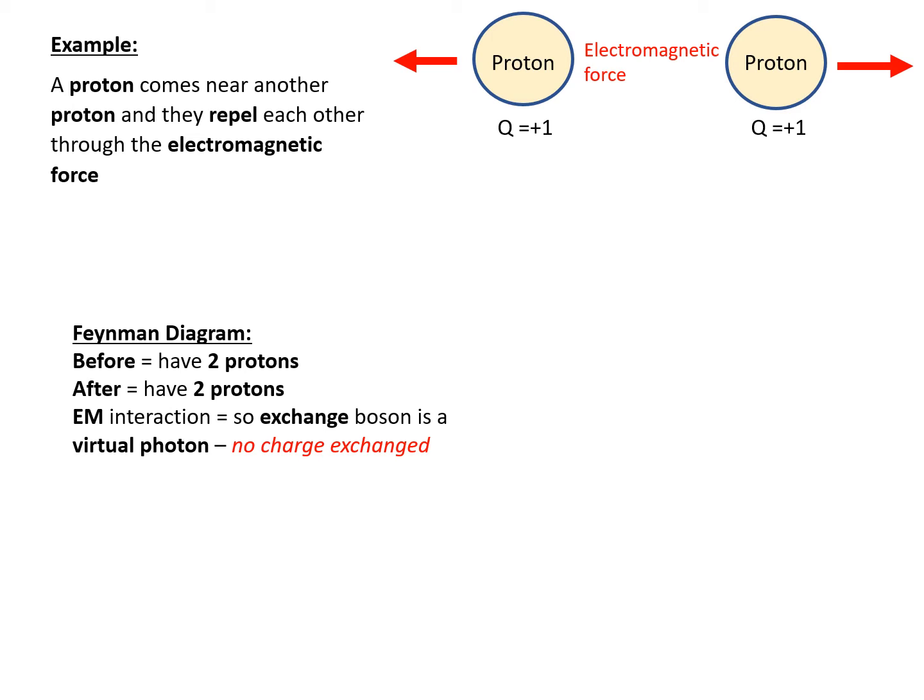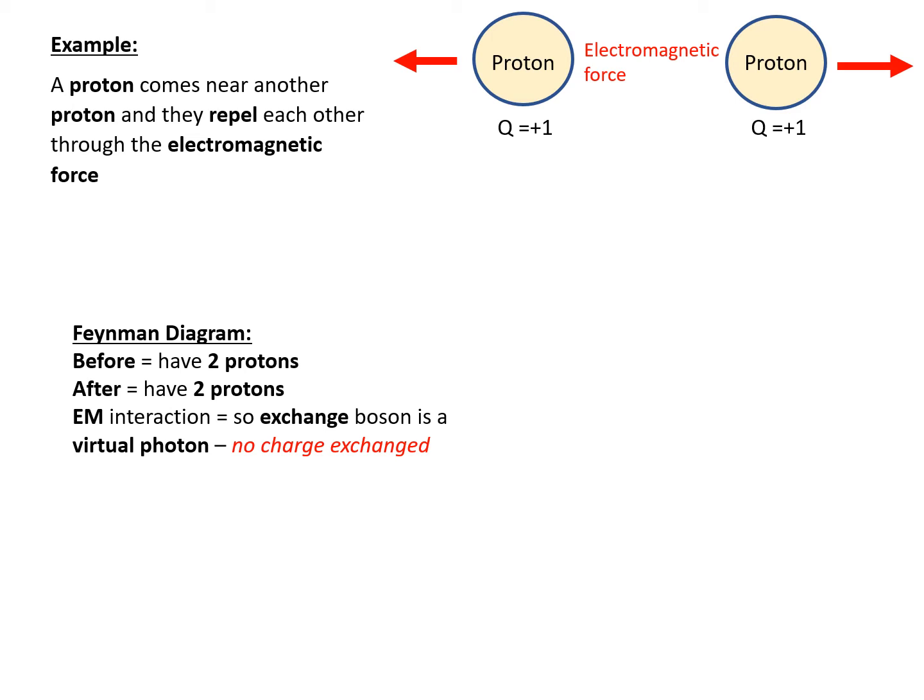So before, we've got two protons. Because they just push each other apart, after, we've still got two protons. We haven't made a new particle, we haven't got rid of a particle. Now, because it's protons and protons, it's going to be the electromagnetic interaction that's causing them to push apart. So for the electromagnetic interaction, the exchange boson is a virtual photon.